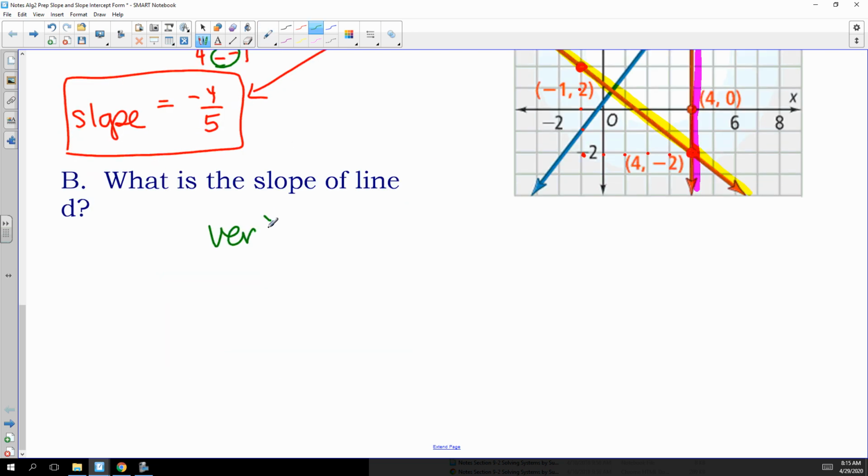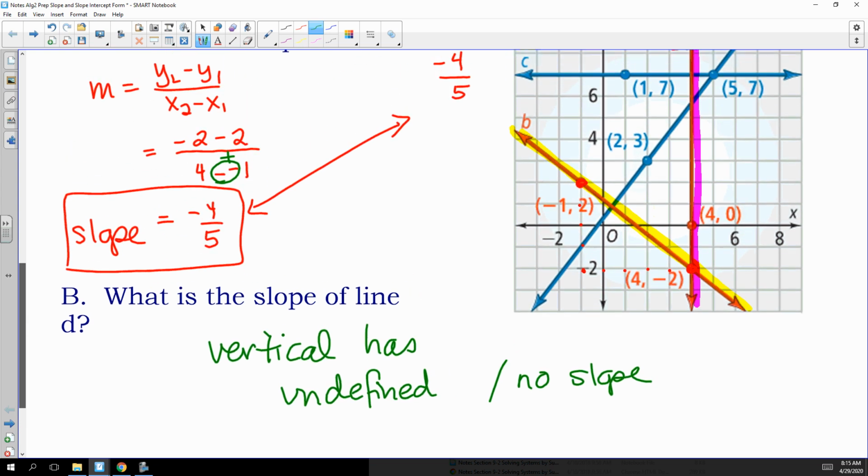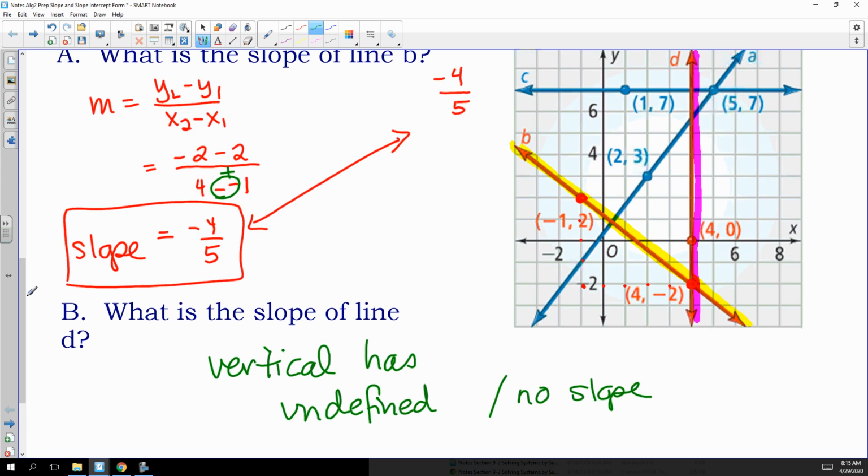A vertical line has undefined slope or no slope. Some people say undefined, some people say no slope. I don't have a preference. You'll just have to go according to whatever your teacher or whatever program, if you're working in an online program, would prefer. Okay?